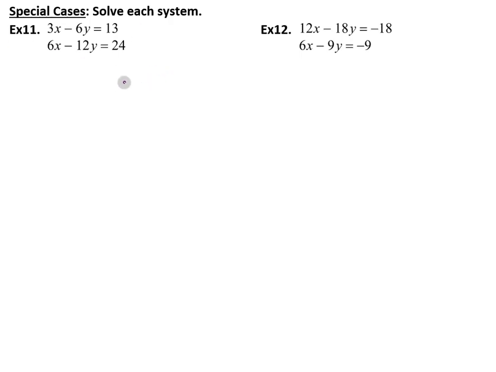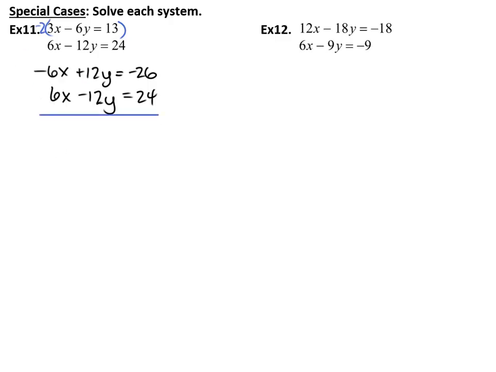So let's say I wanted to solve this system, and the way it's set up, it looks like elimination is probably a good way to go here. My x's and y's would not directly cancel each other out, but I think if I multiply this by negative 2, I can make my x's meet at 6x. So that would give me negative 6x plus 12y equals negative 26. Okay, so we multiplied everything in that top equation by negative 2. The bottom equation is unchanged, so I'm just going to copy it. Equals 24.